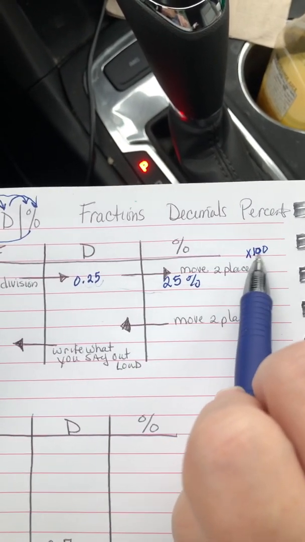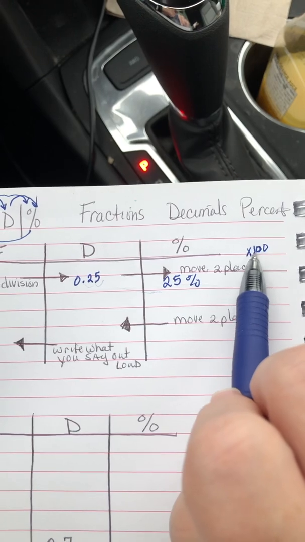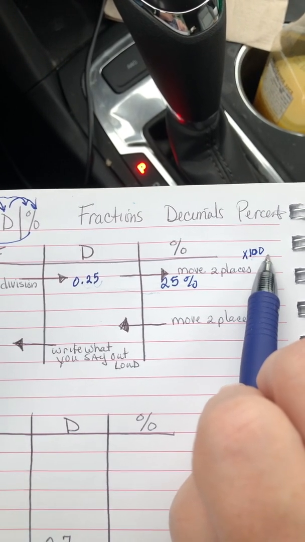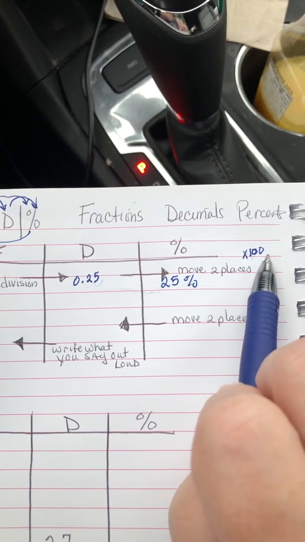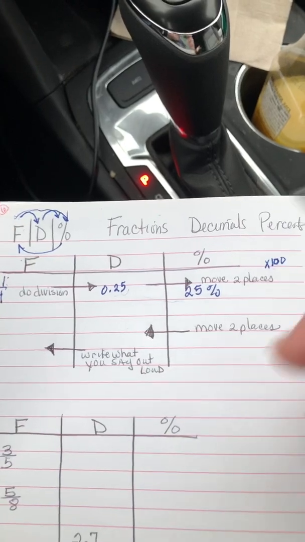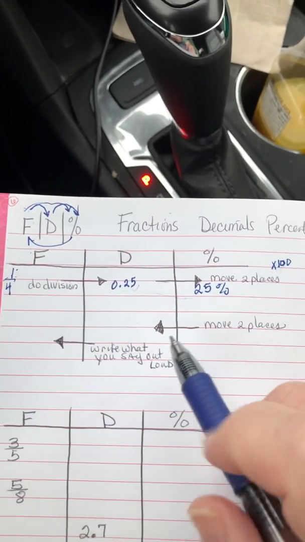Notice 100 has 2 zeros on it. Anytime you multiply any number times 100, it will give it 2 more places to the right. If you do 5 times 100, then it's a 5 with 2 zeros, 500, that sort of thing.